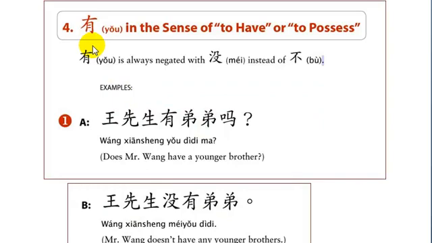Okay, this unit you also learned 有 to mean to have something, as in to possess something. In English, to have can have some other kinds of meanings. Here, 有 means to have, as in to possess something. And you've learned 不 to negate some verbs, but 有 is a special verb that can only be negated with 没. It cannot be negated with 不.